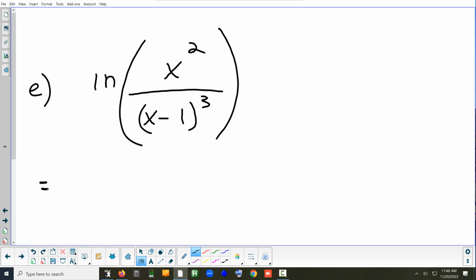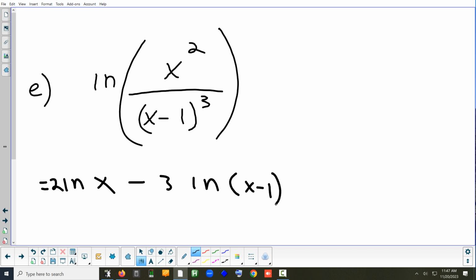Okay, what's going on inside the parentheses? Product or quotient overall? Look at the big picture. That's a quotient, so the quotient would be subtraction. We'd have ln on both sides: 2 ln x on the left side, and 3 ln x minus 1 in parentheses on the other side.